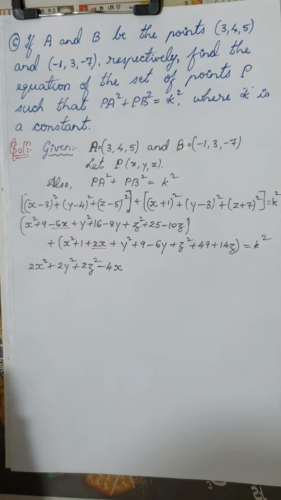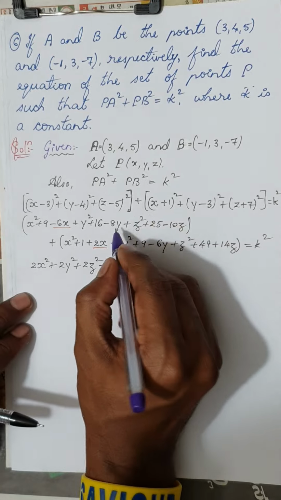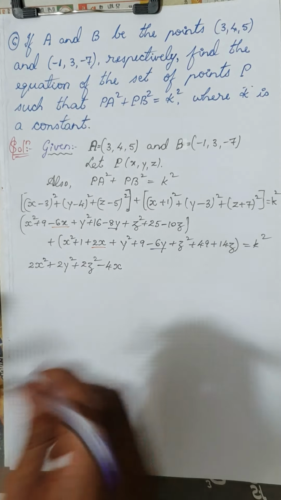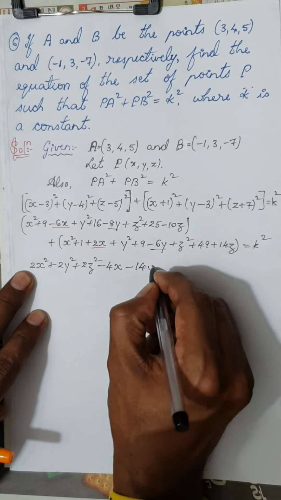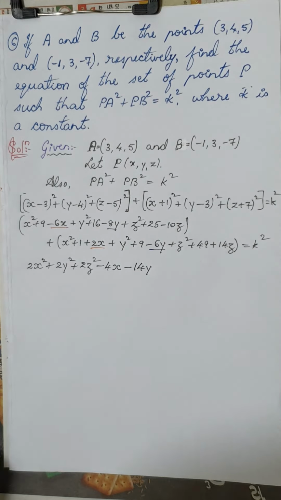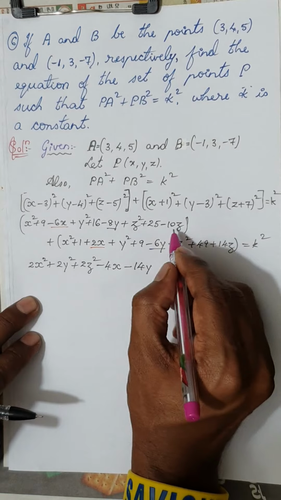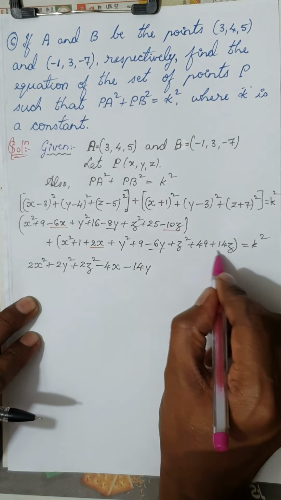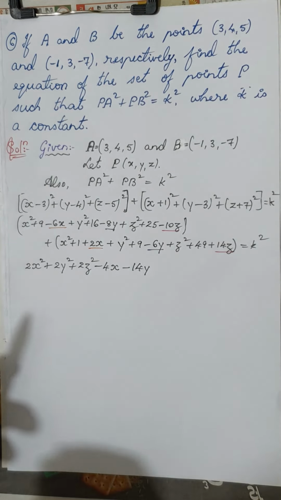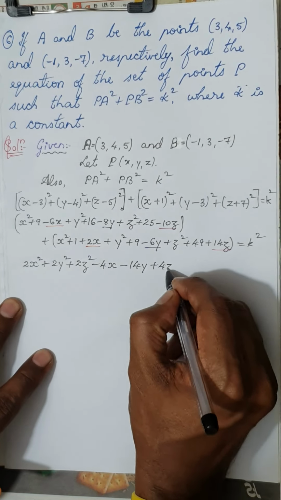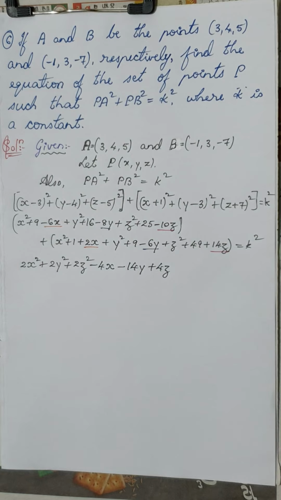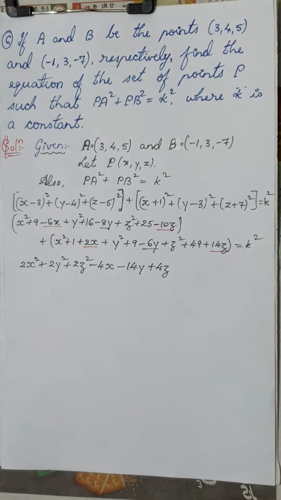Correct? Right. Next, check the y term. The y term is minus 8y, here I have minus 6y, so minus 8 minus 6 will be minus 14, so minus 14y. And similarly, the z term is minus 10z, here 14z. So 14 minus 10 will be nothing but plus 4z. Okay, plus 4z.